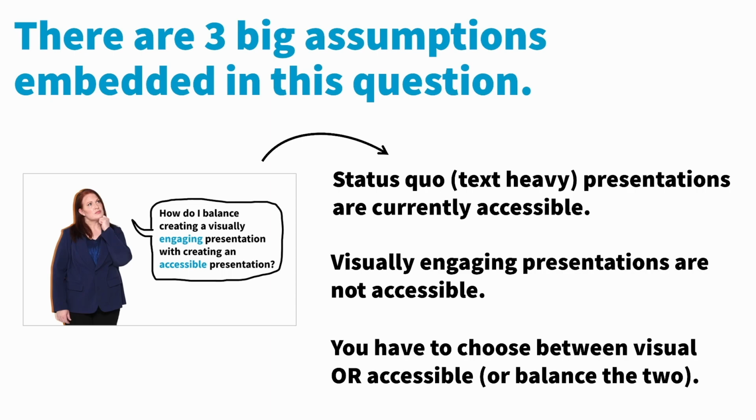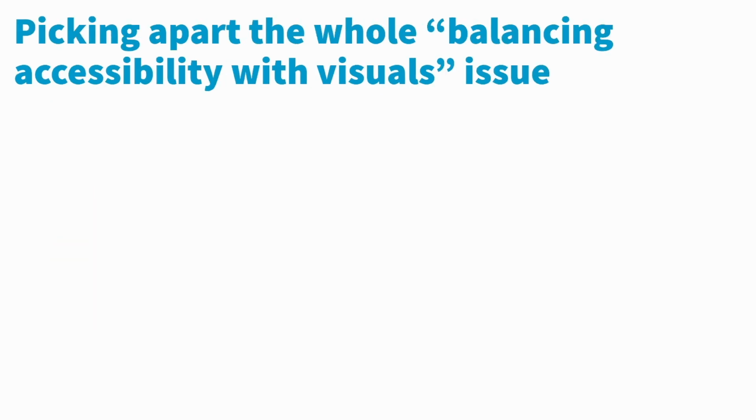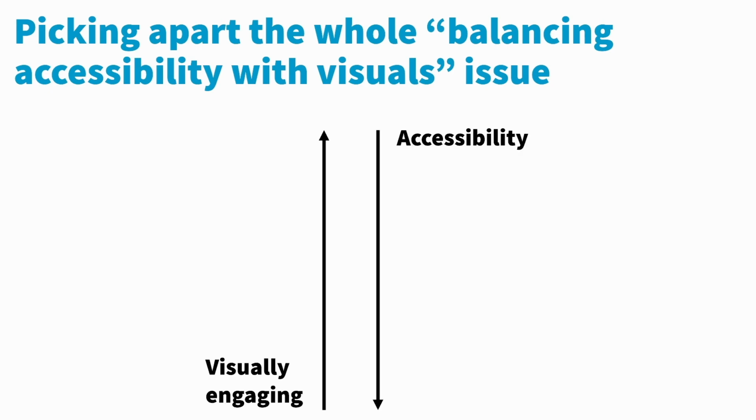Now, you might be like, no, I've never made those assumptions before. What are you talking about? But if you asked any form of this original question, then you are making these assumptions. Let's visualize it. Again, the question is, how do we balance visually engaging with accessibility? That means you're viewing them on opposite ends because you don't really balance things that are on the same side, right? So this is how it would look.